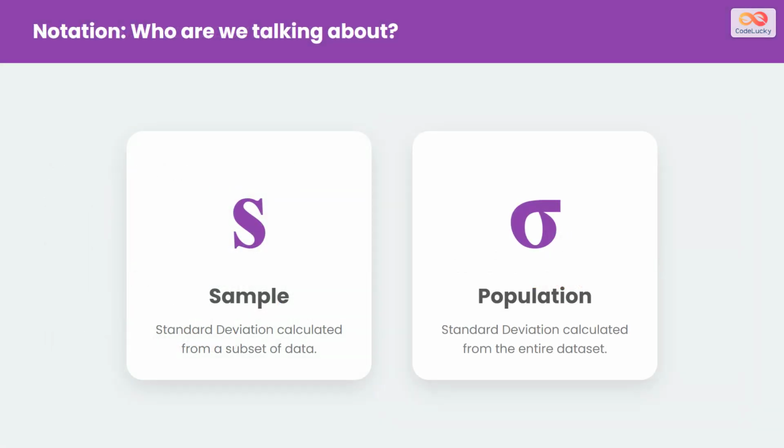In textbooks and formulas, you will see two main symbols. The lowercase letter s stands for the standard deviation of a sample, which is just a small portion of data. The Greek letter sigma stands for the population's standard deviation, which includes everyone or everything you are studying. We will mostly talk about s today, but the concept is the same for both.